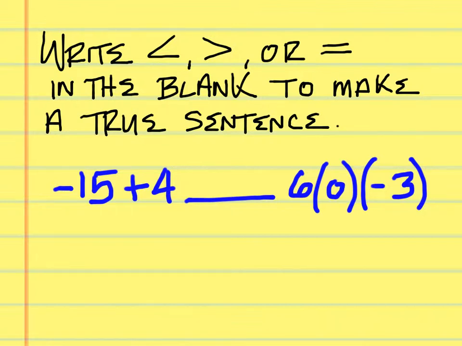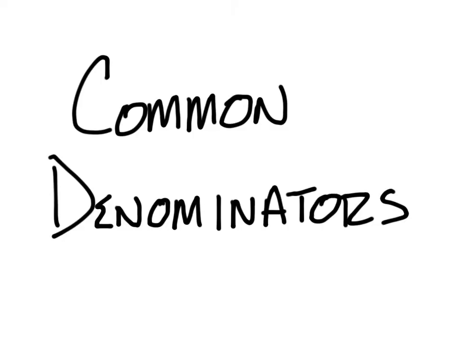What about this one? Somebody else give me the answer to this one. Negative 15 plus 4 is negative 11. And then 6 times 0 times negative 3 is 0. That is less than.